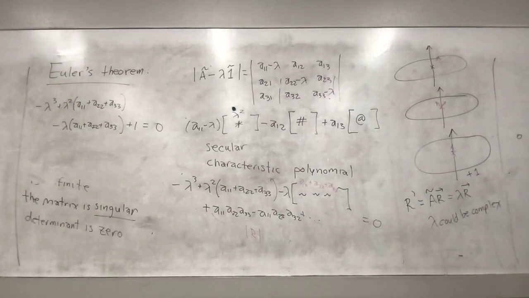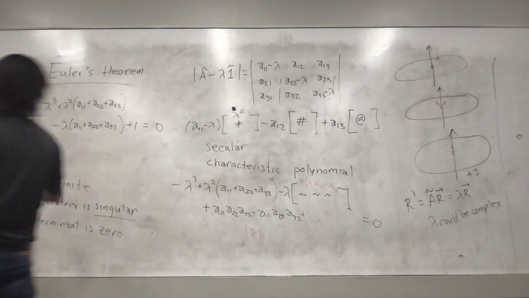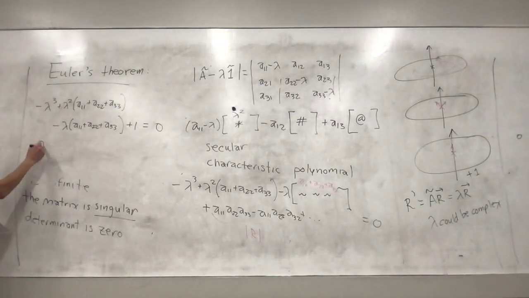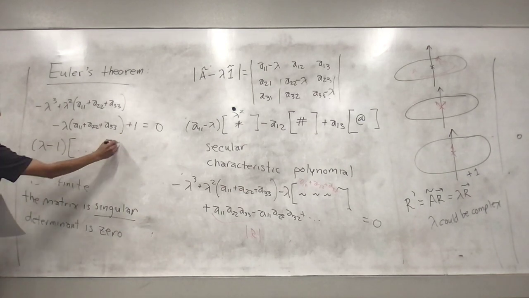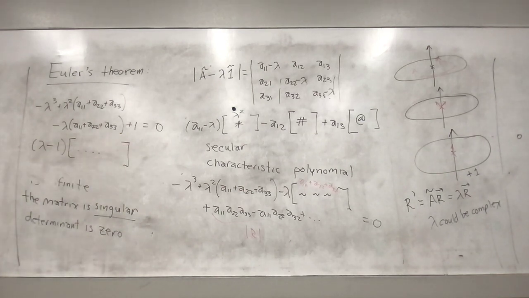So if you factorize this one, you're going to end up with something like this, and then other stuff over here. So you recover the eigenvalue that you care about.